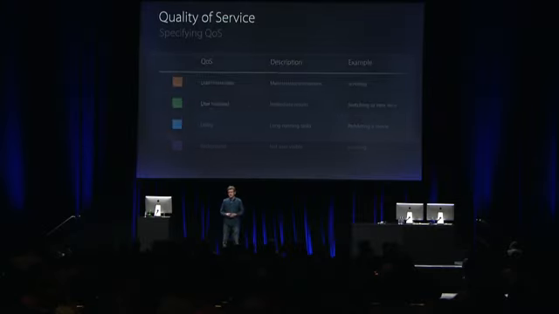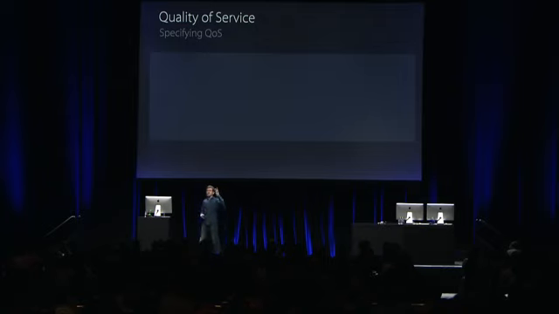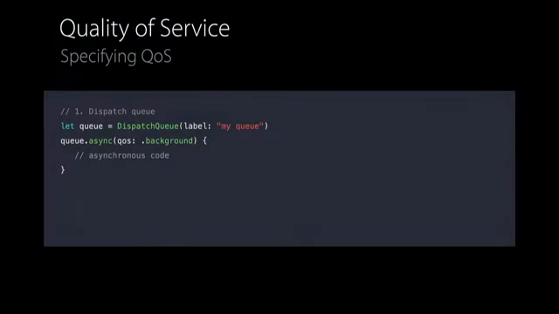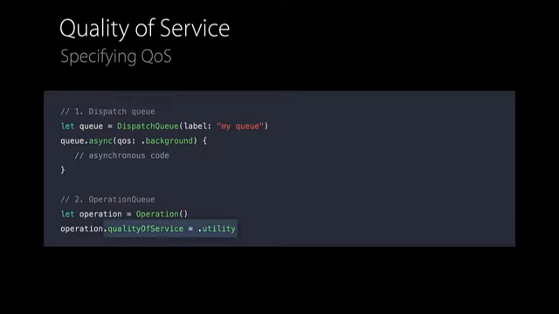So once we've chosen from one of the quality of service classes, there are 2 main ways that you can specify quality of service in your applications. And the first way is by supplying an optional QoS parameter to the async method on the dispatch queue. In this case, I've specified QoS background. This means that when the supplied block of code is running asynchronously, it will be using the background quality of service. Additionally, if you're using the operation queue or operation APIs, both of those have a quality of service property that you can set, such as utility.